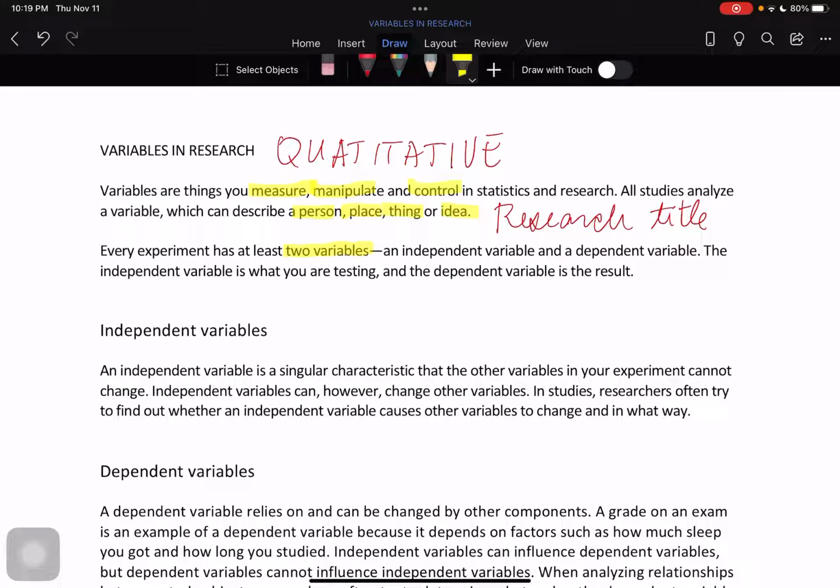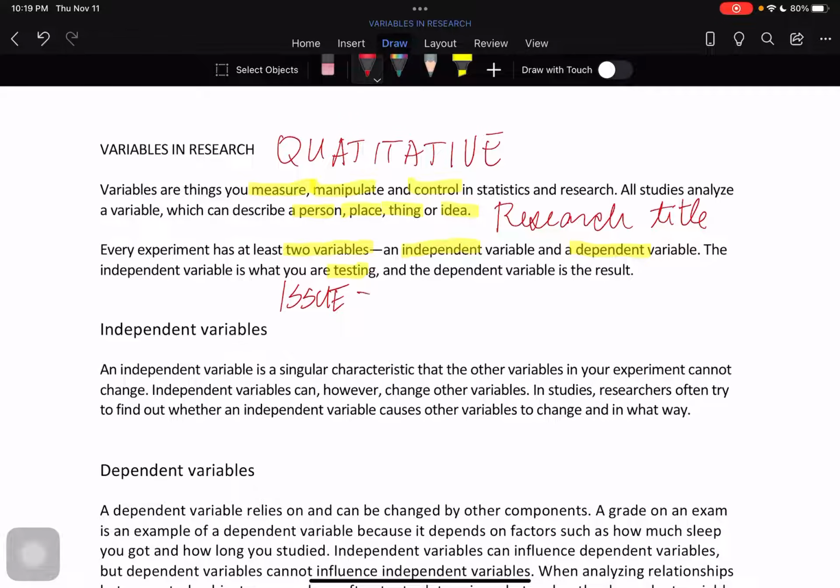An independent variable and a dependent variable. The independent variable, as a general idea, is what you are testing. Usually, the independent variable refers to the issue that you are investigating. So the issue that you are investigating or testing is referred to as the independent variable.